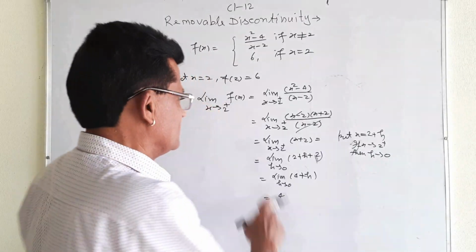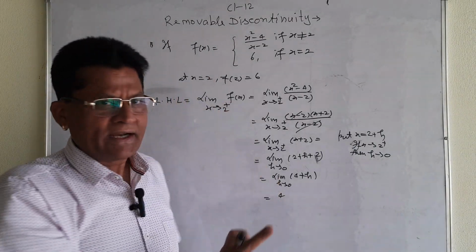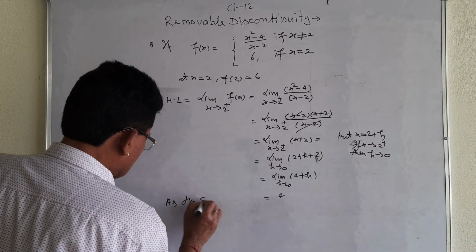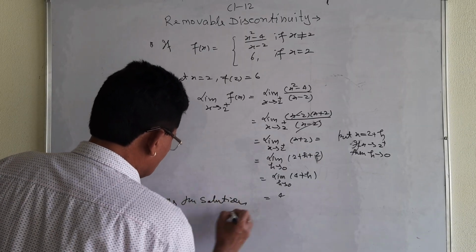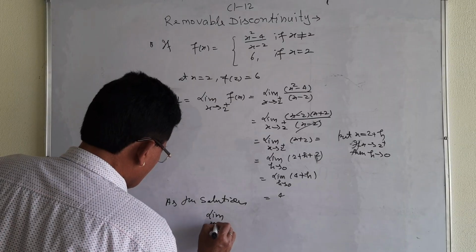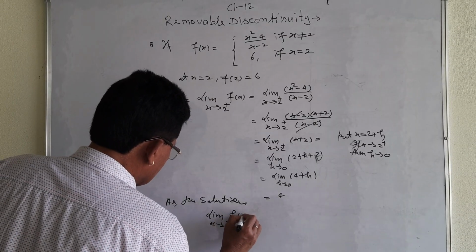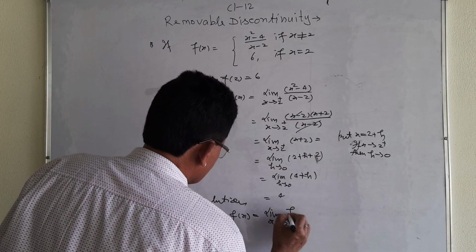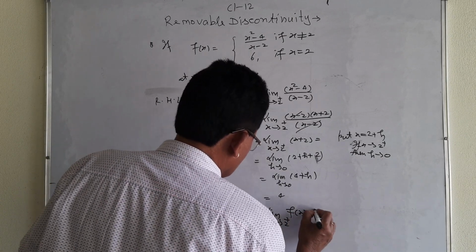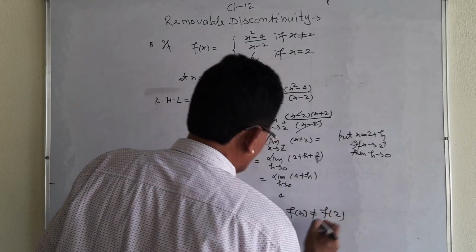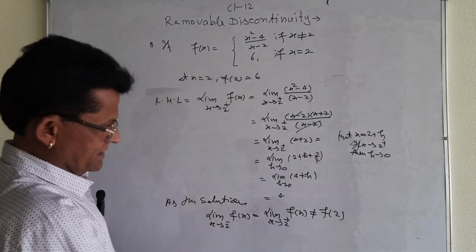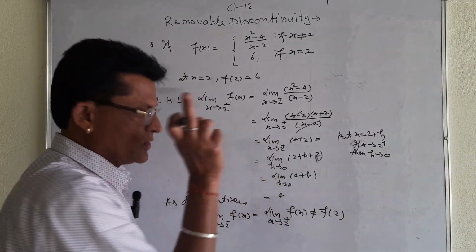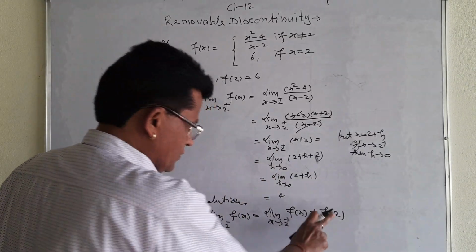Then what does it mean? My dear student, left hand limit is equal to right hand limit. As per the solution, the left limit of the function is equal to the right limit of the function, but it does not equal f(2). f(2) is equal to 6. Left hand limit is 4, right hand limit is also 4. That is why it is not equal.